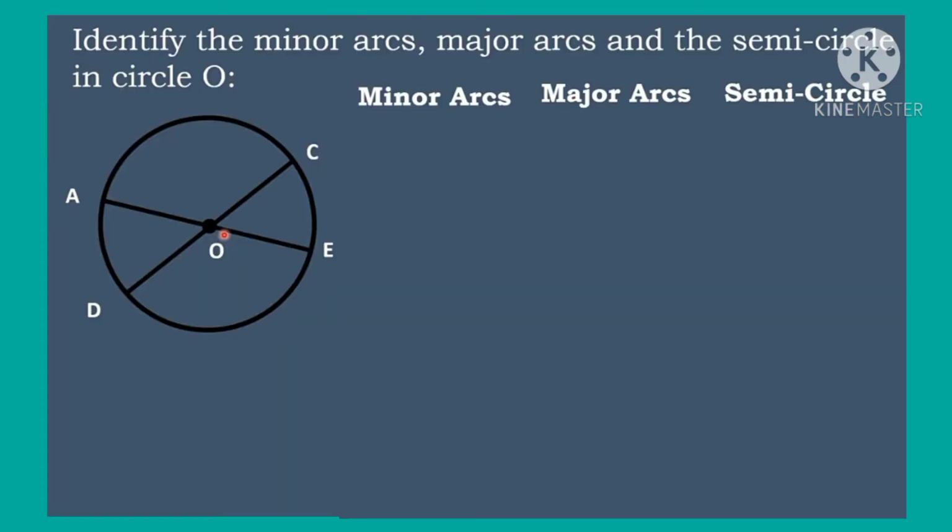Let's try to identify the minor arcs, major arcs, and the semicircle in circle O. Minor arcs, which are less than 180 degrees, are arc AC, arc CE, arc DE, and arc DA. And how about major arcs?